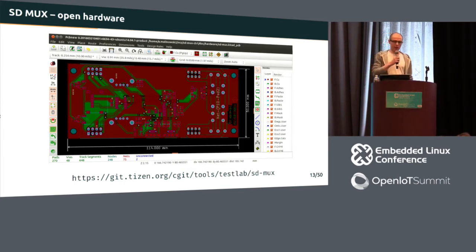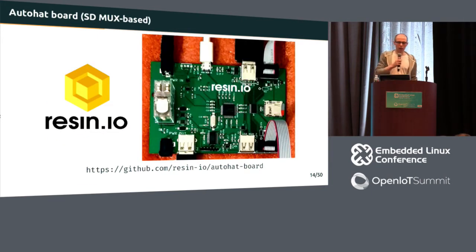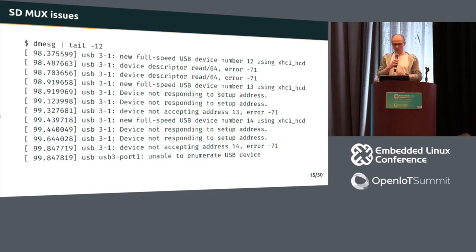And it has already been reused by Qt company, by Ableton as well, and also forked by Resin.io, who came up with the AutoHat board, which is SDMux with a few indicators, such as microSD card activity or power supply activity. But the SDMux boards also gave us a lot of headache.